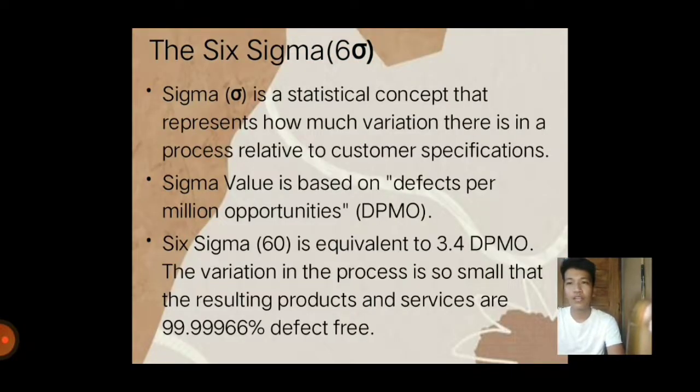Six Sigma is a statistical concept that represents how much variation there is in a process relative to customer specifications. Sigma value is based on defects per million opportunities, DPMO.